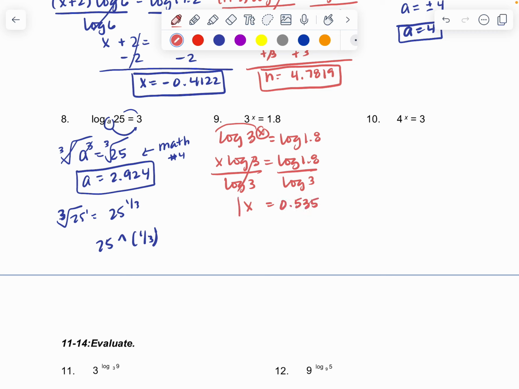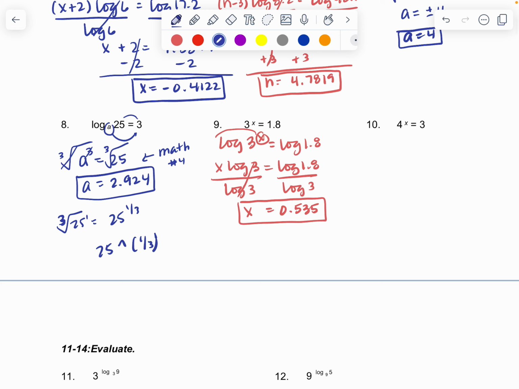I'll try to write a little bit neater. Okay, number 10, exactly same question. So hey, if you're like, I get number 9, why don't you pause the video and do number 10 and see if you get it right.